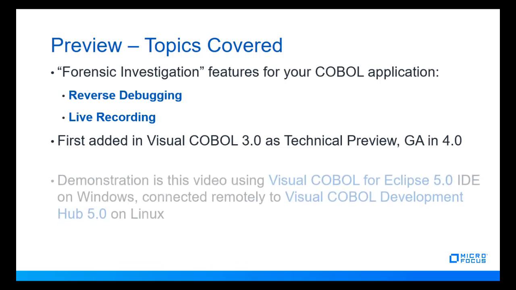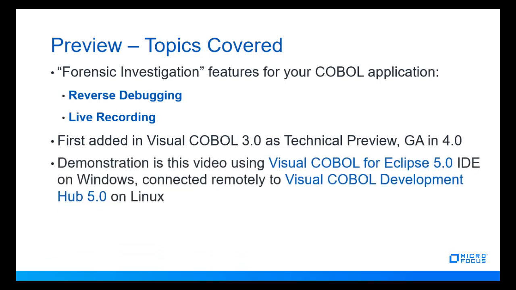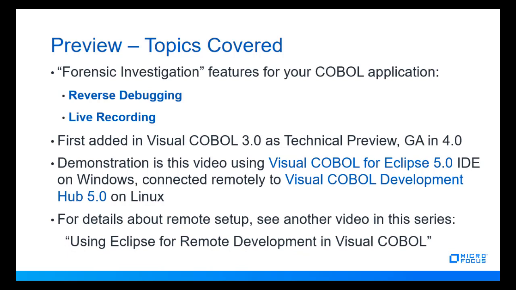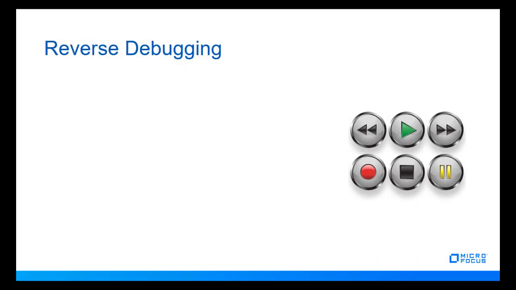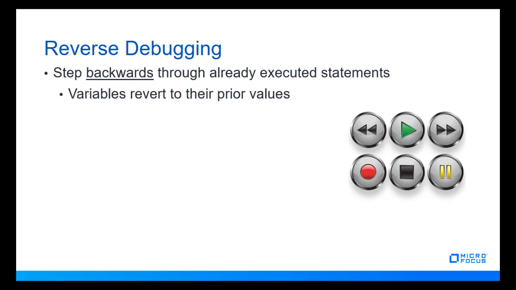The demonstration in this video uses Visual COBOL for Eclipse 5.0 installed on a Windows platform, connected remotely to Visual COBOL Development Hub 5.0 on Linux, each with the latest patch update installed. For details on setting up remote development, please see another video in this series, Using Eclipse for Remote Development in Visual COBOL.